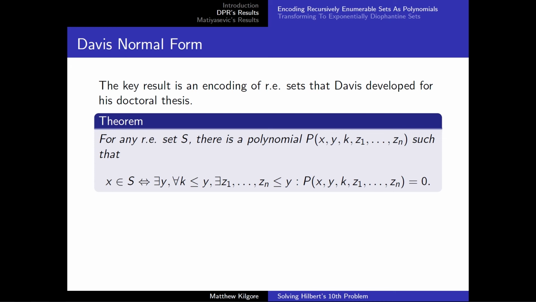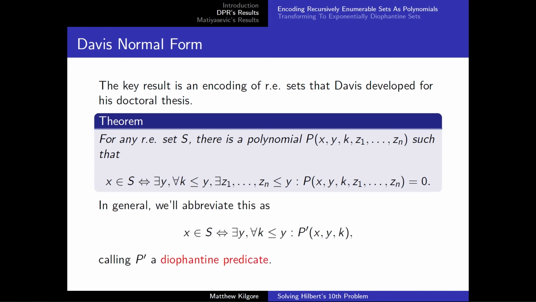Moreover, the z less than or equal to y restriction is sometimes dropped. They are easily seen to be equivalent. We'll often abbreviate this to say x is in S if and only if there exists a y, such that for all k less than or equal to y, P prime of x, y, k. We call such P prime and other similar predicates Diophantine predicates.